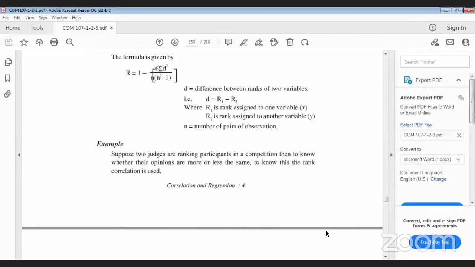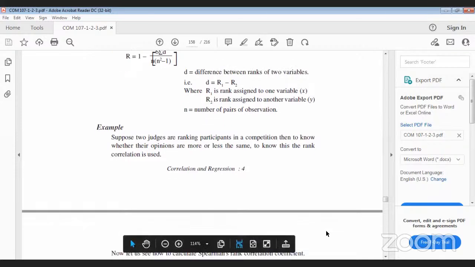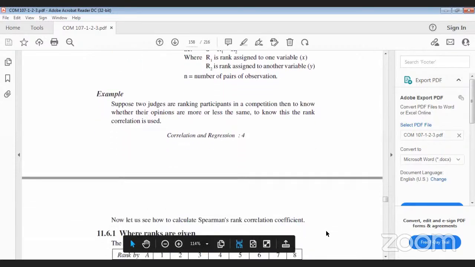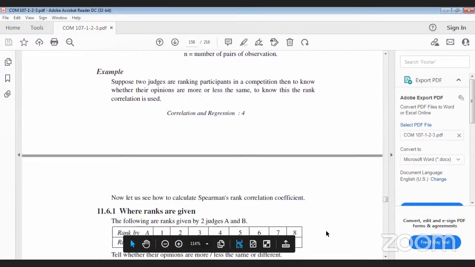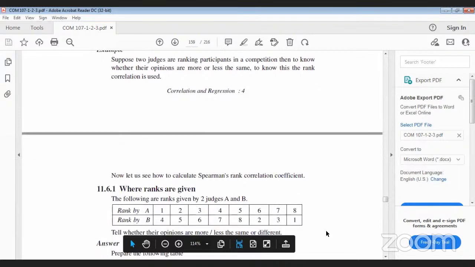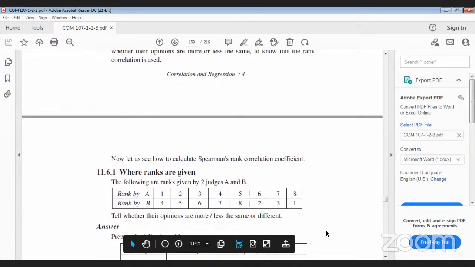Now let us see how to calculate Spearman's rank correlation coefficient. An example is given here where ranks are given. Rank by A: 1, 2, 5, 7 and 8.